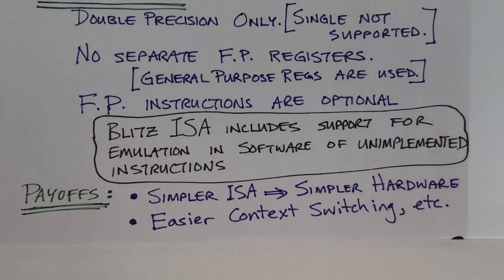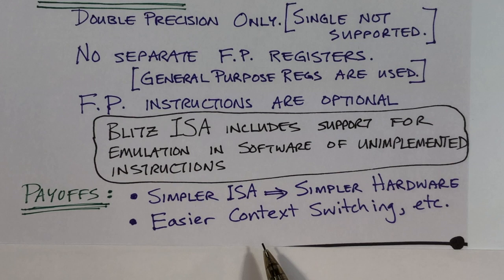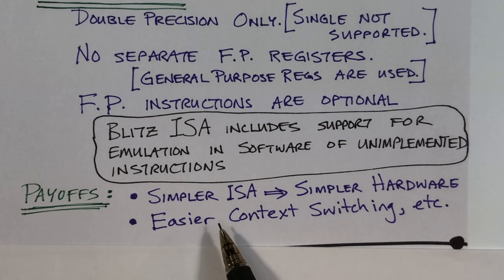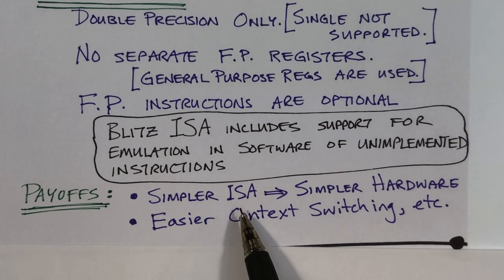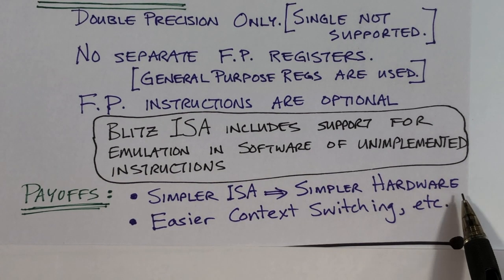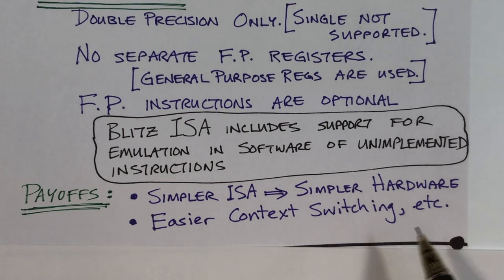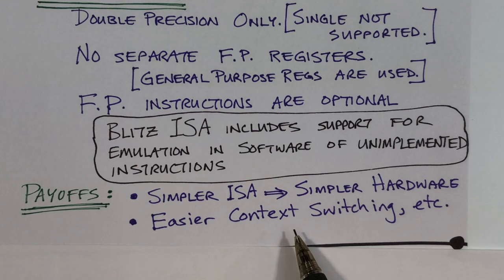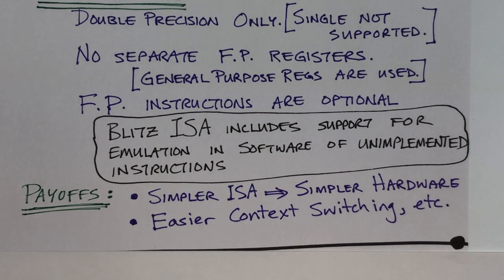The payoffs of our assumptions and our simplifications, well, we have a simpler instruction set architecture, which hopefully will translate into simpler hardware and smaller hardware. Also, we have faster context switching because we don't have to save a separate floating point register file. And it just simplifies context switching quite a bit, not to have to worry about floating point as any special case.